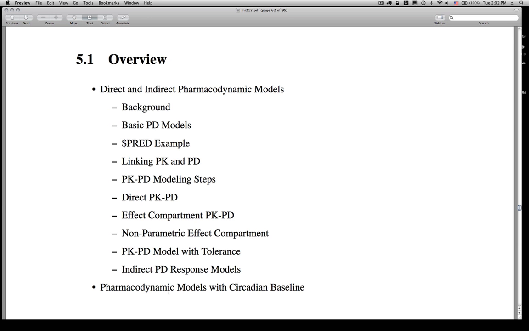We're talking about describing responses as a function of concentration, whether they're observed concentrations, such as you might see in a $PRED type model, or model predicted, where you have a full PK/PD model link. And then there's a variety of variations on that theme. And then you can have linked models that are direct or indirect, and we'll discuss both of those situations with a variety of different ways to model indirect relationships.